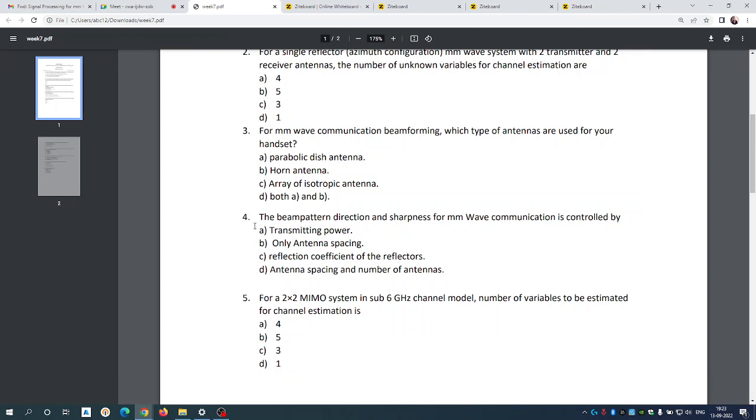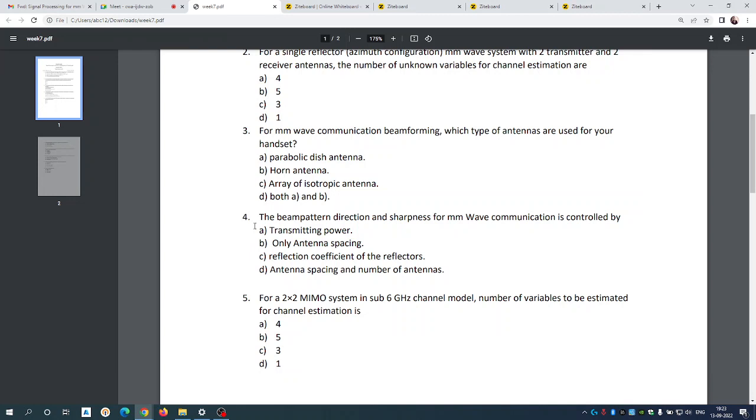So let me tell, the first thing here is, if we increase the transmitting power, it does not affect our beam pattern direction or sharpness. It is increasing your intensity. I am transmitting more power, but that power will depend on how the antenna structure has been placed here. It is not going to affect your beam pattern or sharpness.